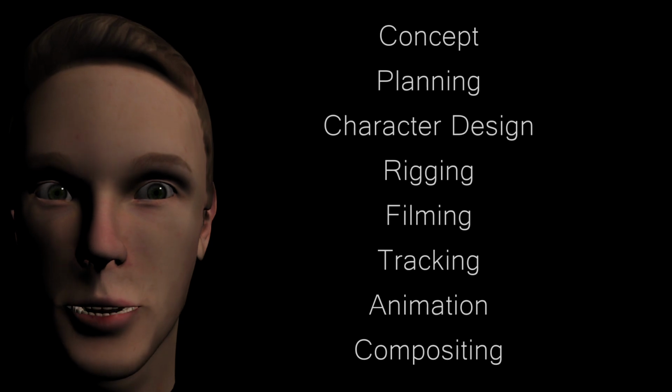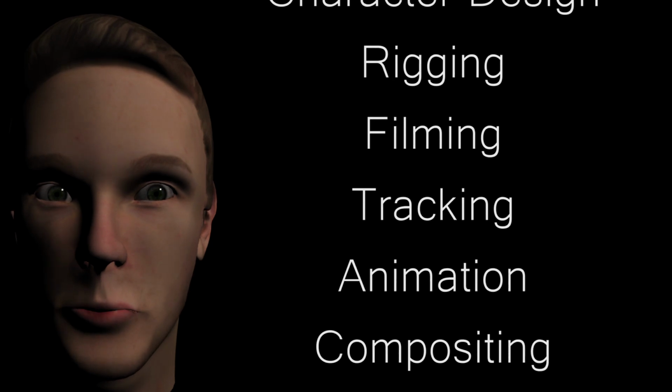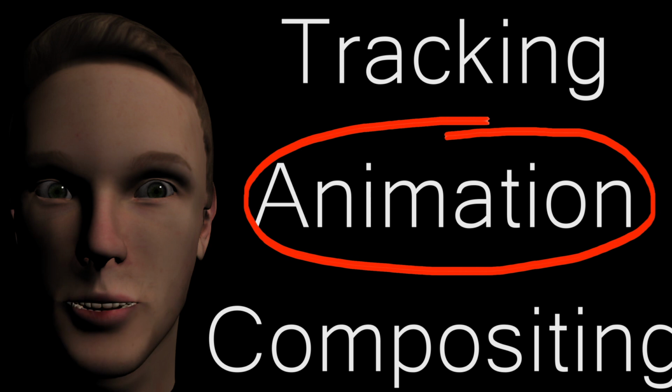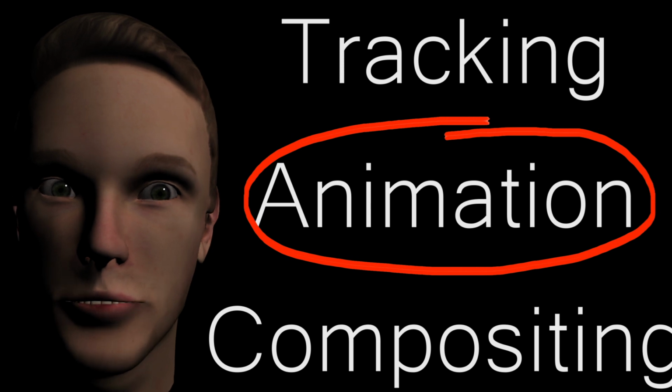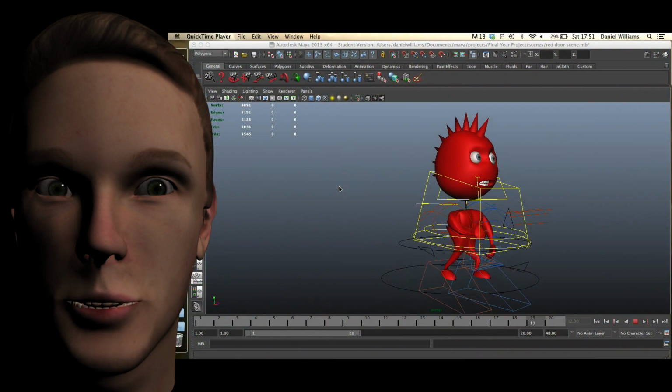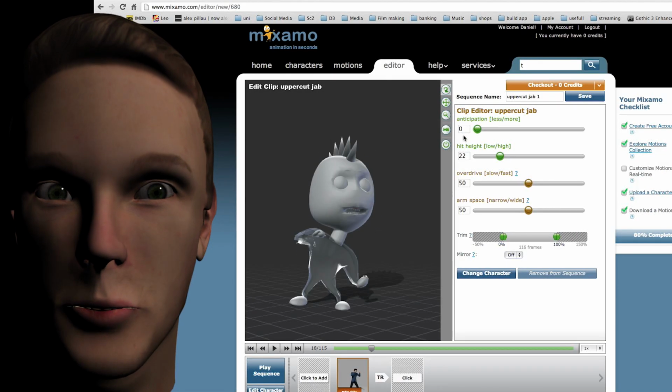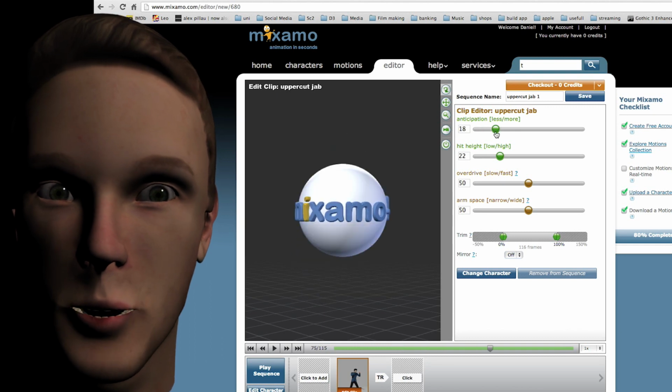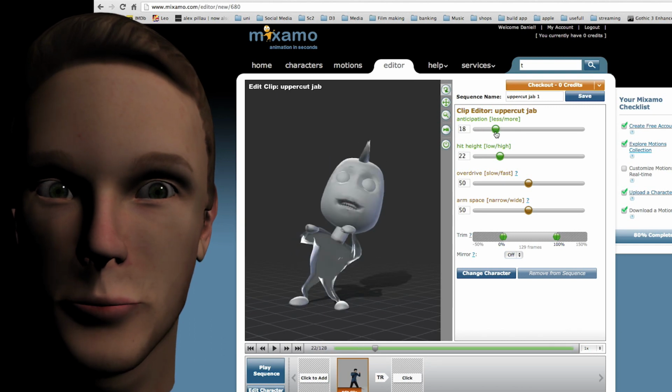One of the most time-consuming stages of production was the animation stage. To create realistic animations, real-life footage was recorded of some of the key motions and then recreated within the 3D software. One of the ways in which I was able to save time in the animation stage was to use pre-animated motions using the auto-rigging website Mixamo.